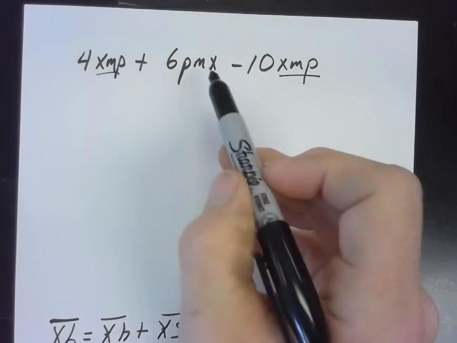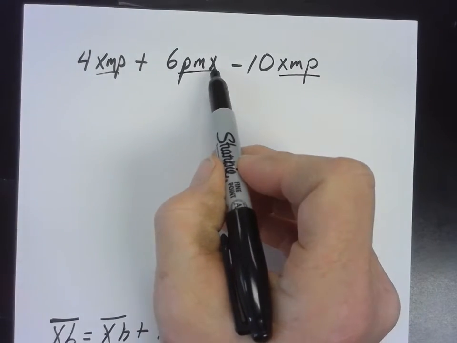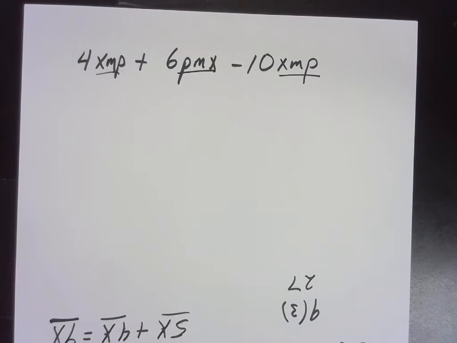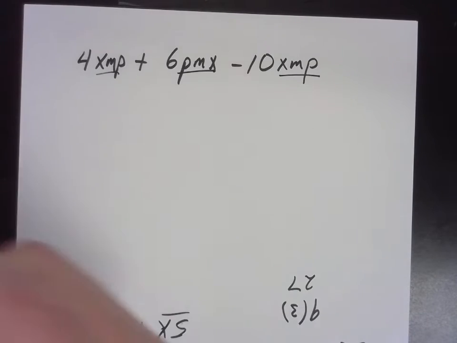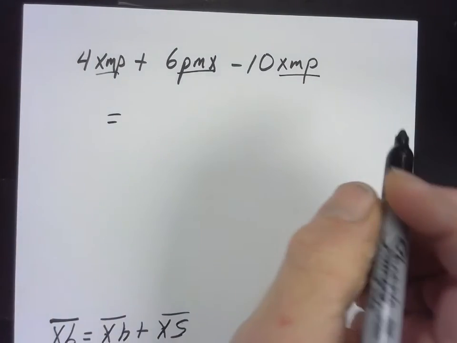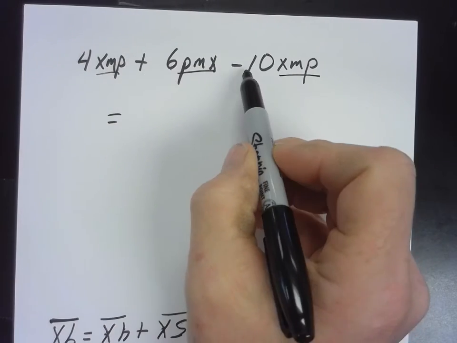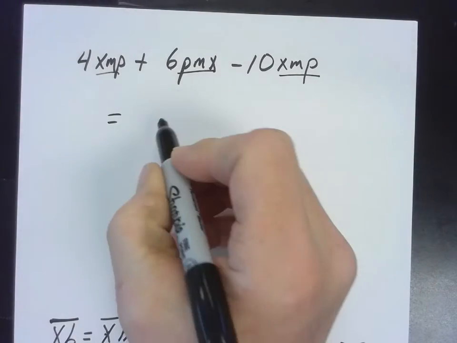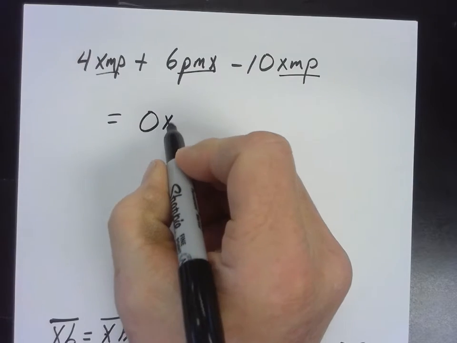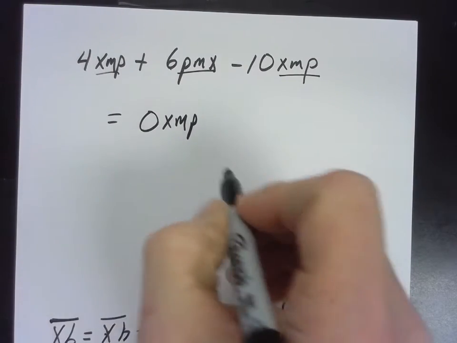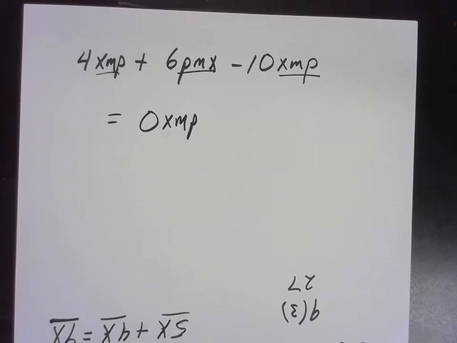Yeah, they're in the same order. This one's out of order, or it's in a different order, I suppose. So it's a little tougher to look at it and say, yeah, that's a like term. But these are like terms, aren't they? And what do they add up to then? 4 plus 6 subtract 10? 0. 0 xmp or pmx or mp, whatever you want to say.